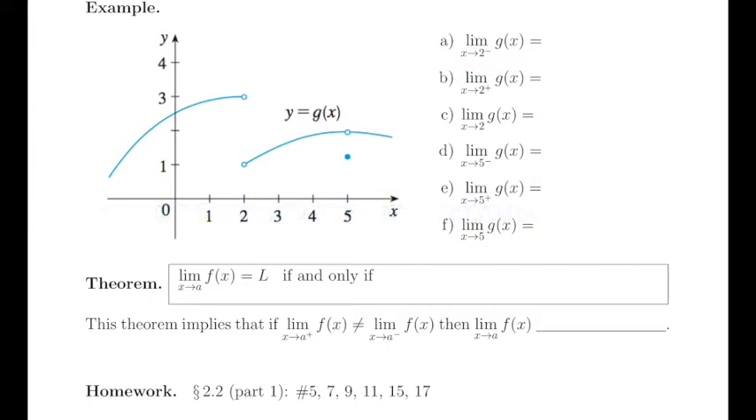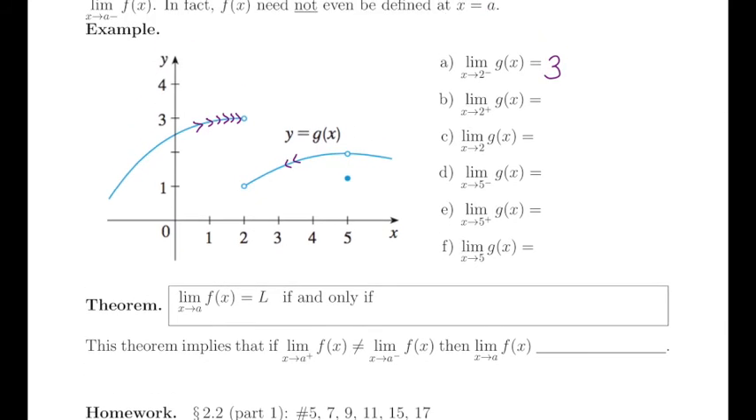First one is asking you what's happening to the y value as x goes towards 2 from the left side of 2. So x is 2 is here, and you're coming from the left side of that, so that means we're going this way. Get closer and closer towards x is 2 from the left, and the y value is approaching 3. So that is your limit. Now let's come from the right side of 2. So as you get closer and closer towards x is 2 from the right side, the y value is getting closer and closer to 1. So that is your limit.